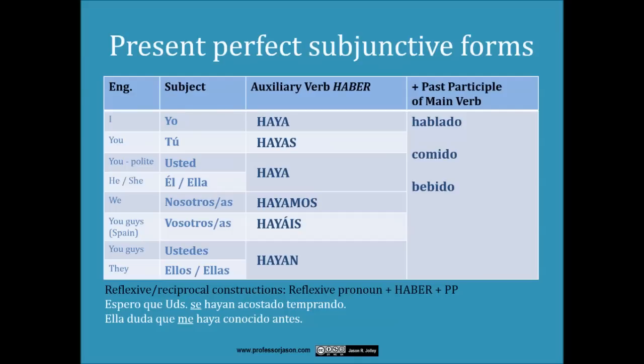She doubts, right, that she has met me before. Ella duda que me haya conocido antes. That one's a little bit different. There you have a direct object pronoun. But the point is, pronouns come before the conjugated form of haber.